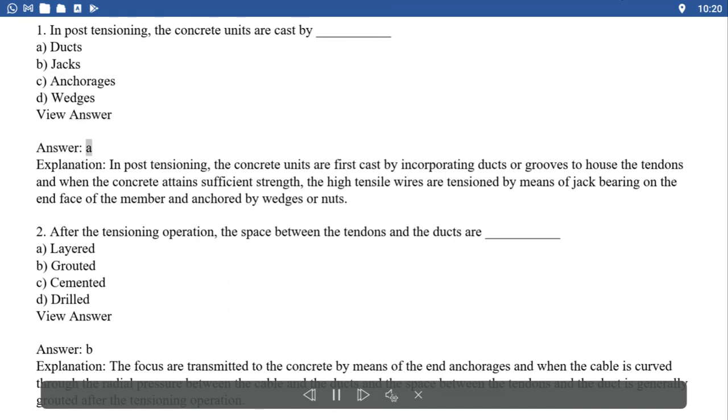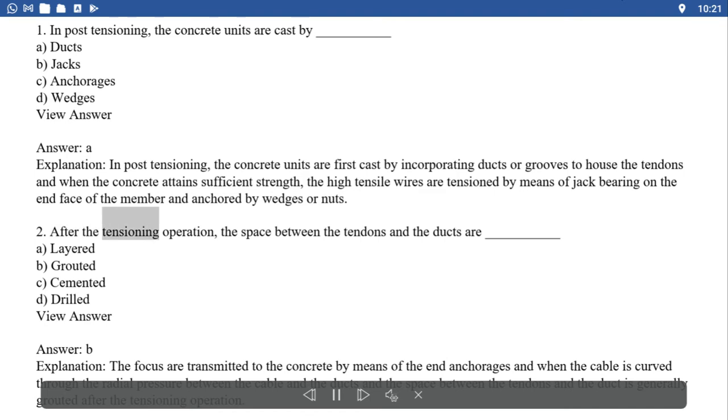Answer A. Explanation. In post-tensioning, the concrete units are first cast by incorporating ducts or grooves to house the tendons, and when the concrete attains sufficient strength, the high-tensile wires are tensioned by means of jacks bearing on the end face of the member and anchored by wedges or nuts.